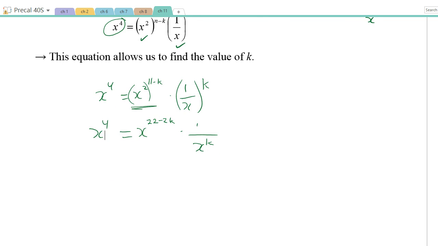Okay, now what do we do when we've got x in the numerator and an x in the denominator? Like what happens if we had x to the fourth multiplied by 1 over x to the 3? That'd be the same thing as saying x to the fourth over x to the 3, and we subtract. Okay, so there's my example. So we're really subtracting this. So if I combine these two terms together, I will get x to the 22 minus 3k, and that will be equal to x to the fourth.